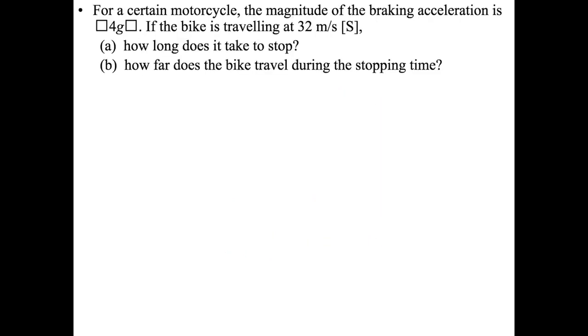For a certain motorcycle, the magnitude of the braking acceleration is 4 Gs. This should actually look more like magnitude, 4 Gs. So we'll say acceleration is 4 Gs. Now, 4 Gs simply means 4 times the acceleration of gravity, which is 9.8. 4 times 9.8 is 39.2 meters per second squared.